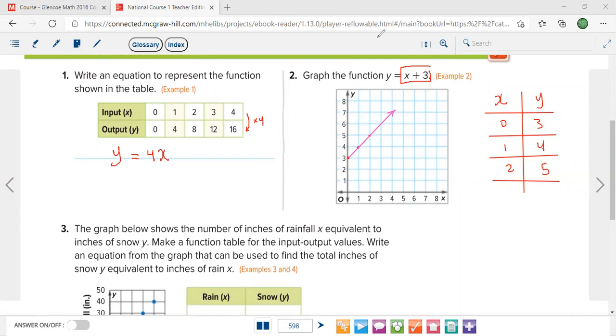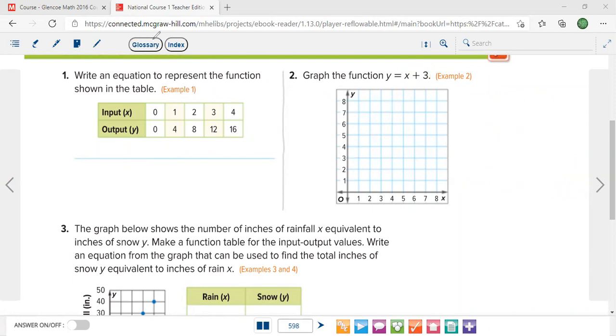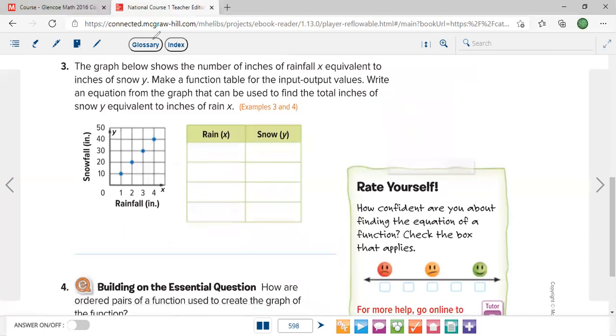Now problem number 3. The graph below shows the number of inches of rainfall, x, equivalent to inches of snow, y. Make a function table for the input-output values. Write an equation from the graph that can be used to find the total inches of snow, y, equivalent to inches of rain, x. So we need first to complete the table. After we complete the table, we write an equation. So make a table, then write an equation.